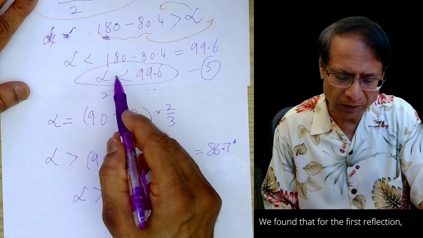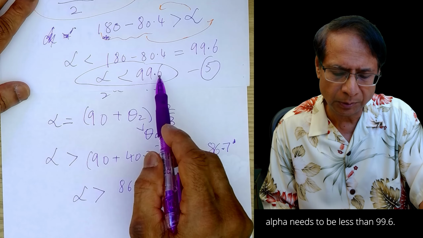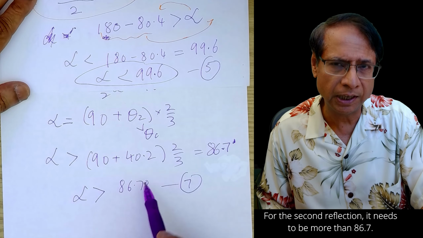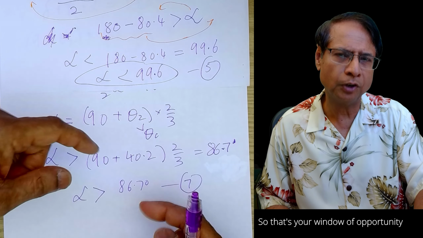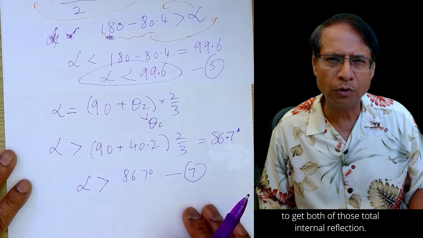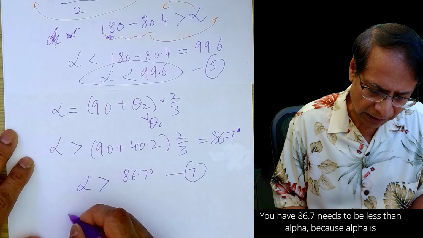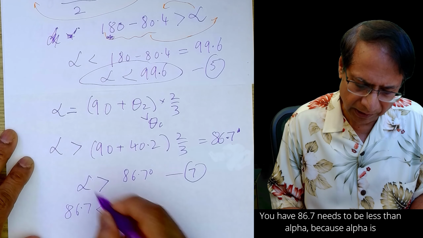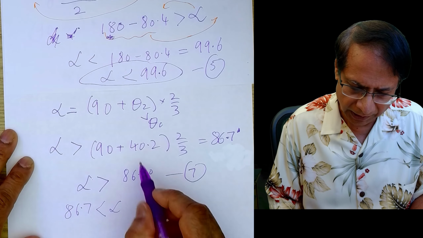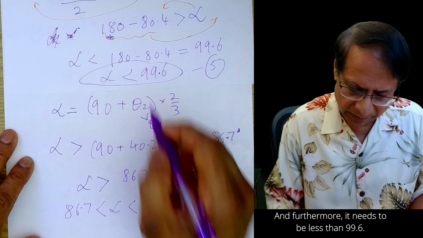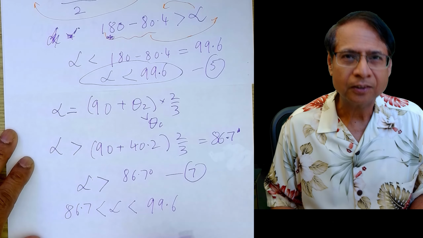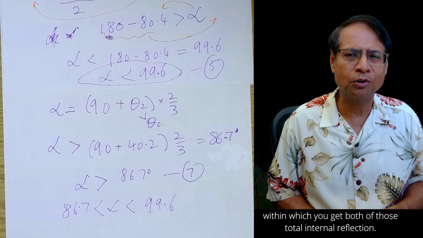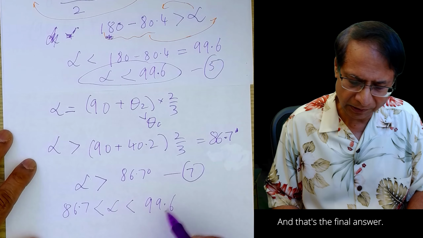Okay. We found that for the first reflection, alpha needs to be less than 99.6. For the second reflection, it needs to be more than 86.7. So that's your window of opportunity to get both of those total internal reflections. You have 86.7 needs to be less than alpha, because alpha is more. And furthermore, it needs to be less than 99.6. So this is your range of alphas within which you get both of those total internal reflections. And that's the final answer.